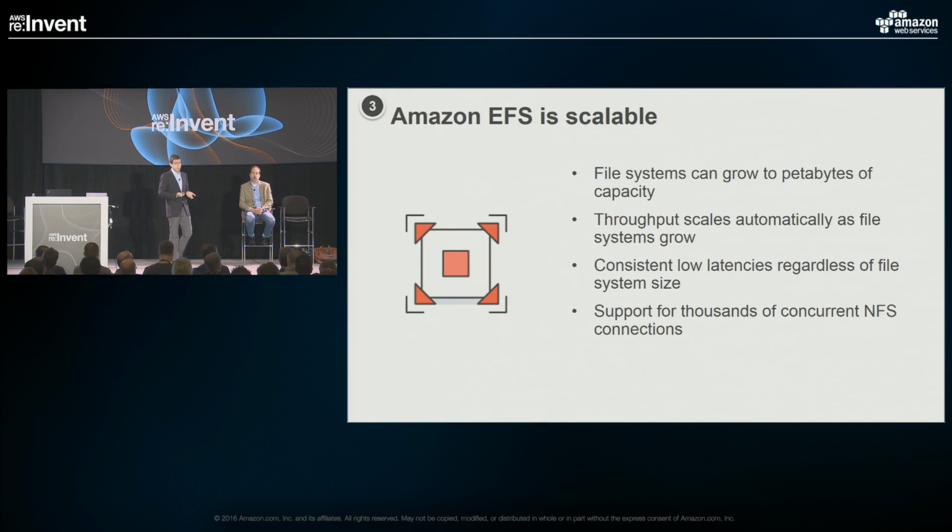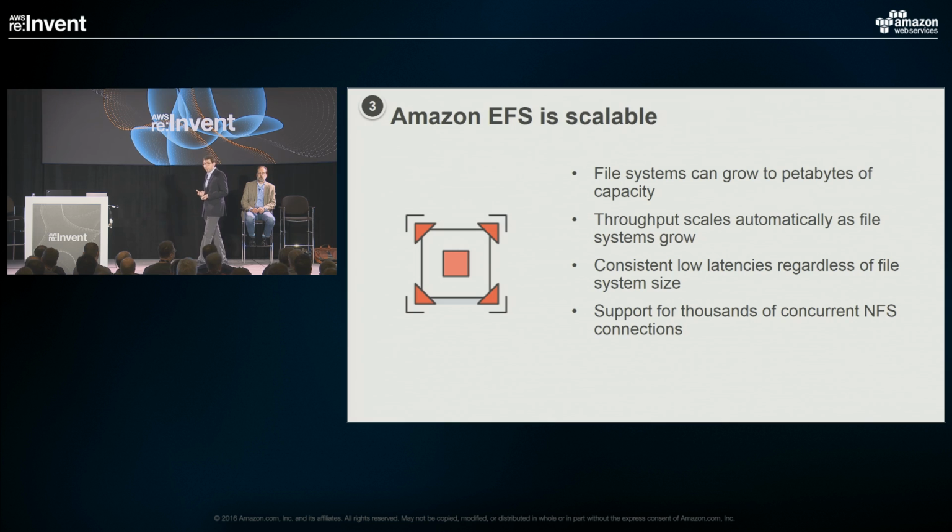And EFS is scalable. File systems can grow to petabytes of capacity, and there's no need to reprovision as your file system grows, no need to adjust performance settings, no need to really do anything for your file system to grow to petabyte scale. It just does it automatically as you add data. Throughput scales automatically as file systems grow. So with every gigabyte of data that you store, you get a certain amount of throughput that you're allowed to drive to EFS. So that means that as your file systems grow, the amount of throughput that you can drive in order to read data and write data grows with the size of the file system.